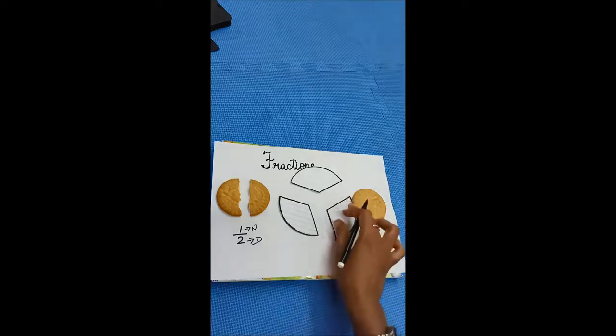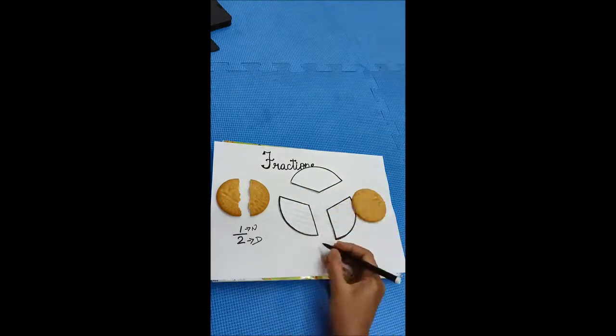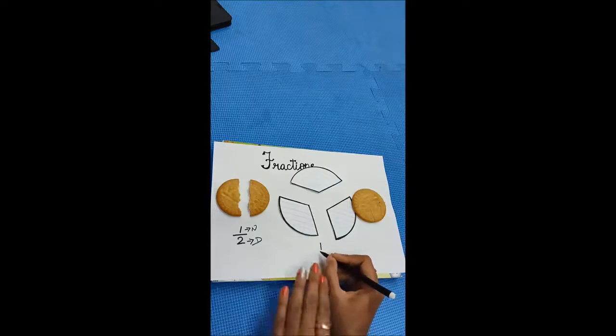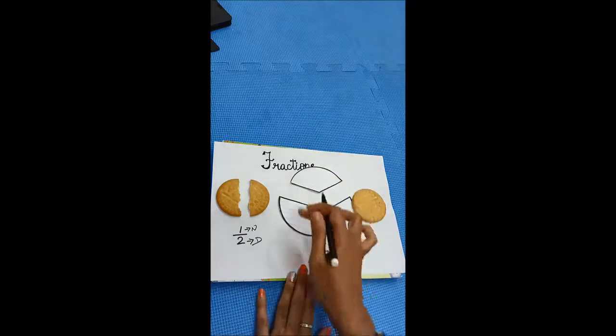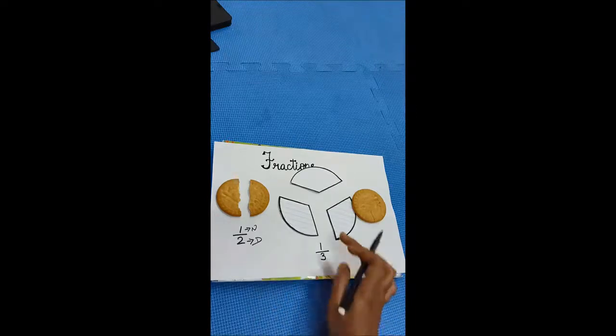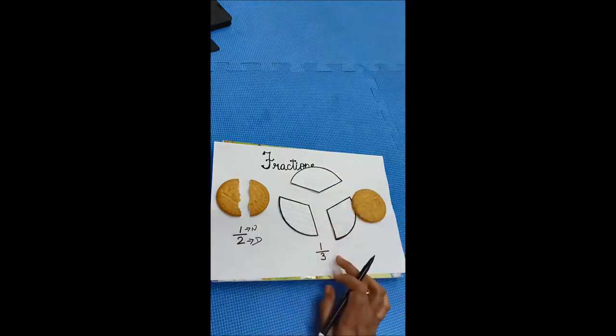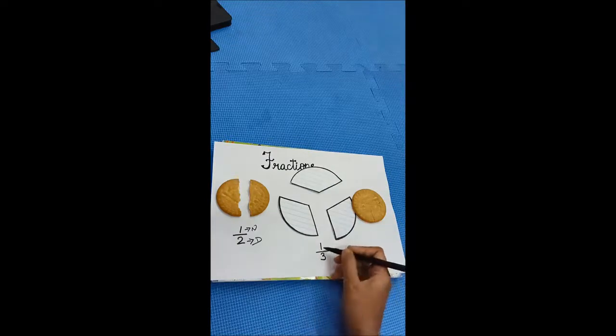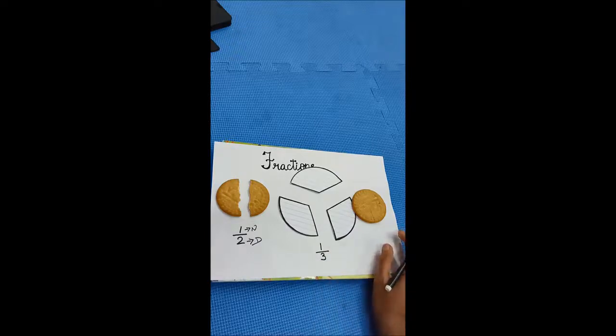So this is one circle, fully one circle. So 1 divided by how many parts have I divided here? 3 parts. So 1 divided by 3. I divided it into 3 equal parts. So that is 1 by 3. 1 is the numerator and 3 is the denominator. Fine children. Shall we move on to the next one?